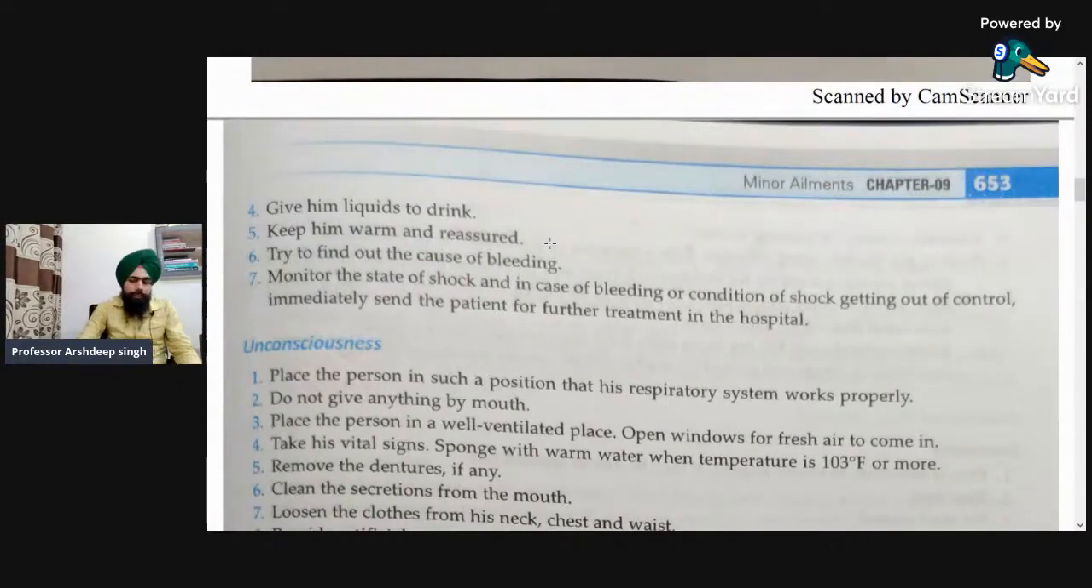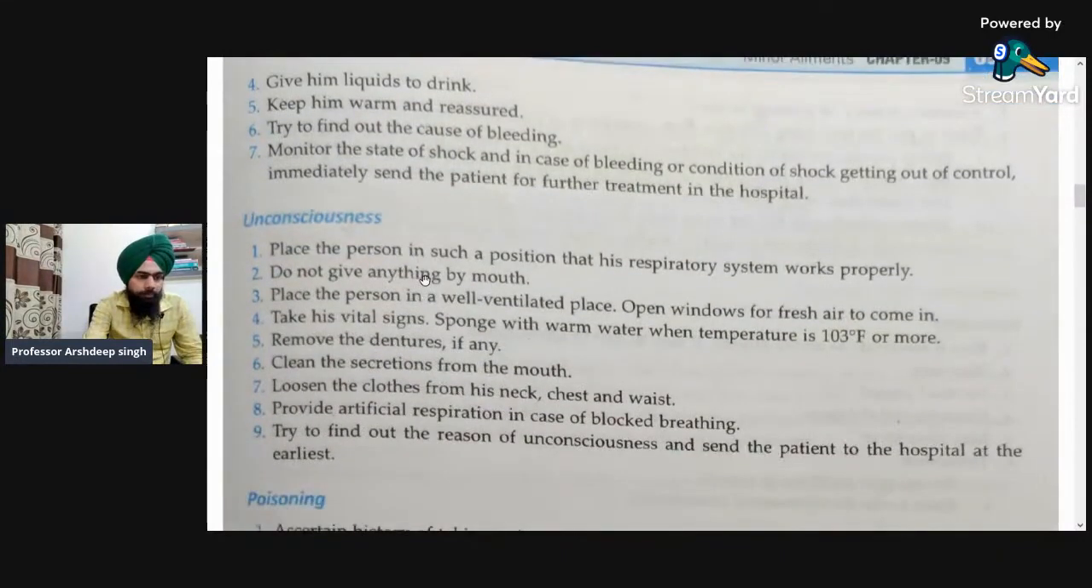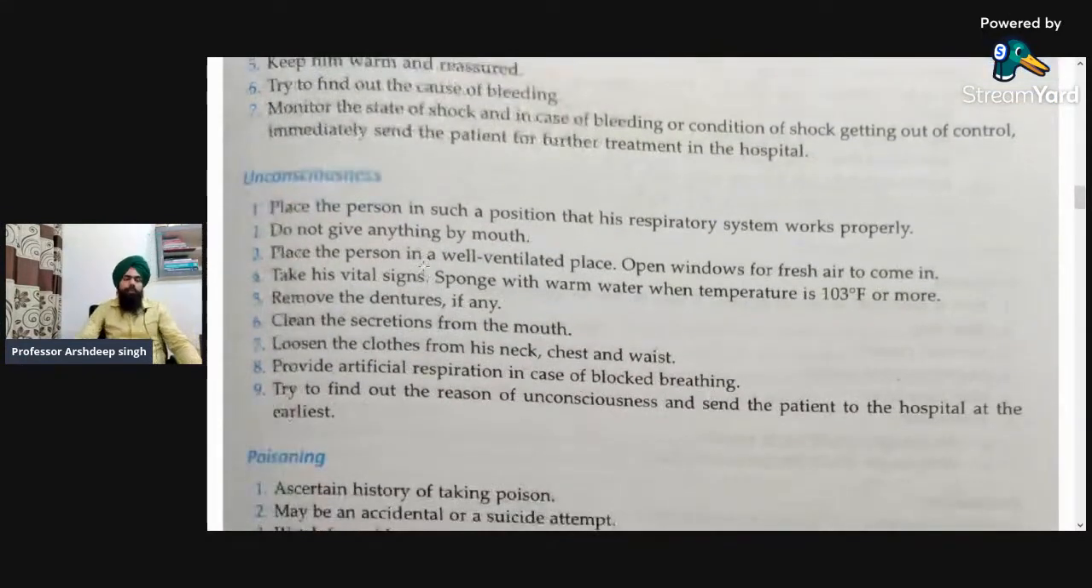Okay. Next is unconsciousness. As the name indicates, the person will not be oriented to time, place or person. Unconsciousness can be from many factors, for example conditions like epilepsy, heat stroke, or in the condition of shock the patient may become unconscious. So there are multiple causes. Okay, so unconsciousness, how would we manage that?